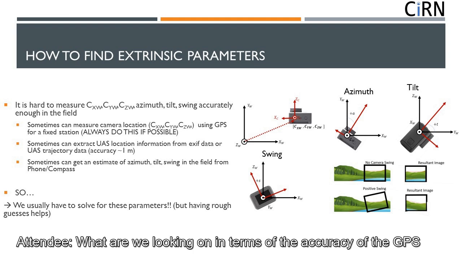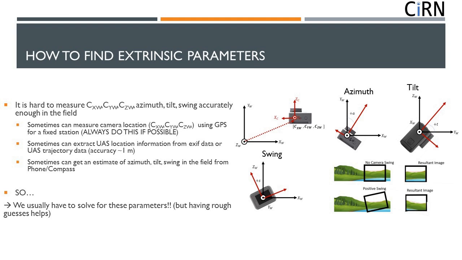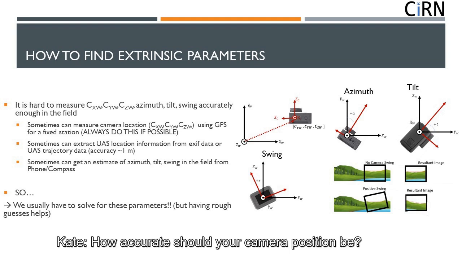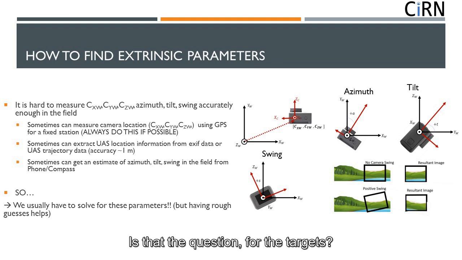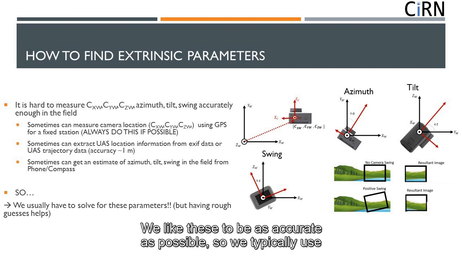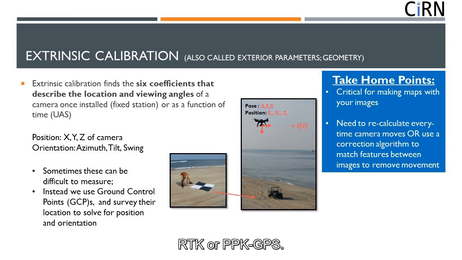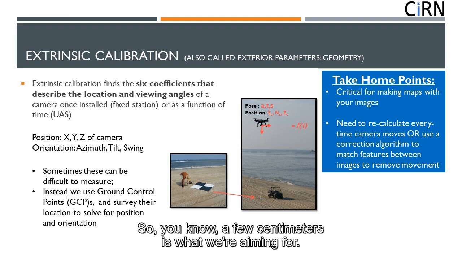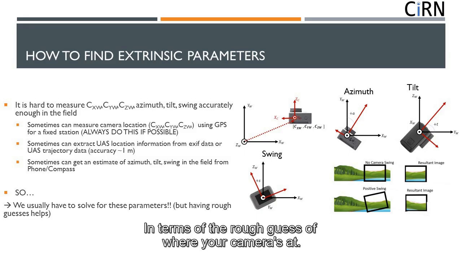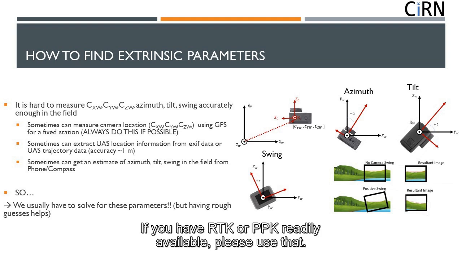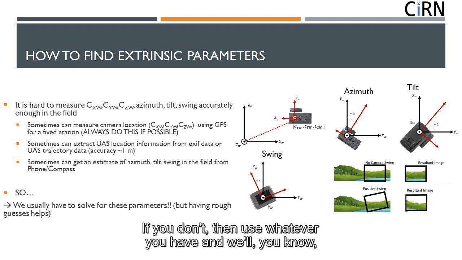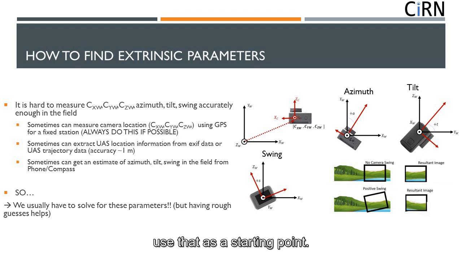What are we looking for in terms of the accuracy of the GPS measurements? How accurate should your camera position be? For the targets, we like these to be as accurate as possible, so we typically use RTK or PPK GPS. A few centimeters is what we're aiming for. In terms of the rough guess of where your camera's at, if you have RTK or PPK readily available, please use that. If you don't, then use whatever you have, and we'll use that as a starting point.